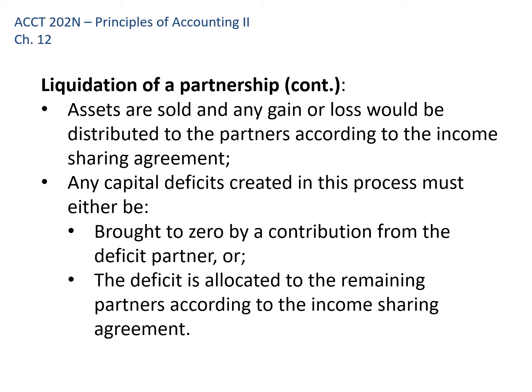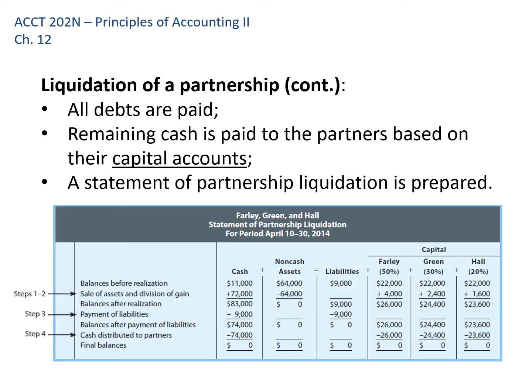So one of two things could happen there. Either they could bring that to zero by bringing in a contribution, or we wipe out that deficit and allocate it to the remaining partners based on an income sharing agreement. So effectively spread the pain of that person's deficit over the existing partners. So all debts are paid.